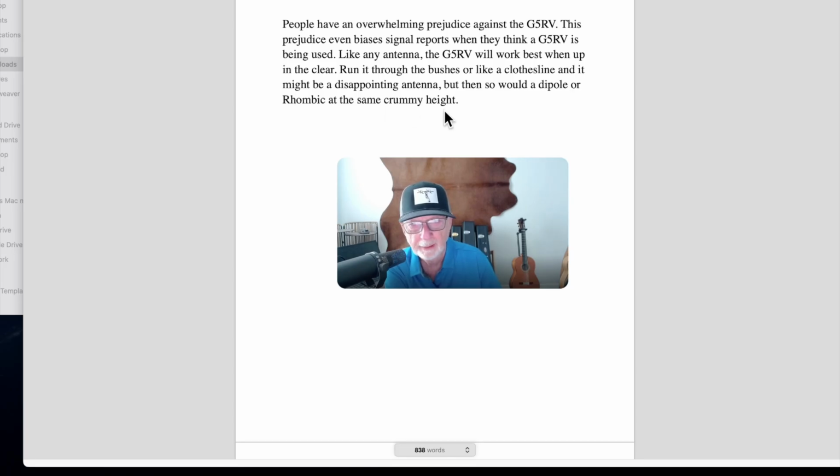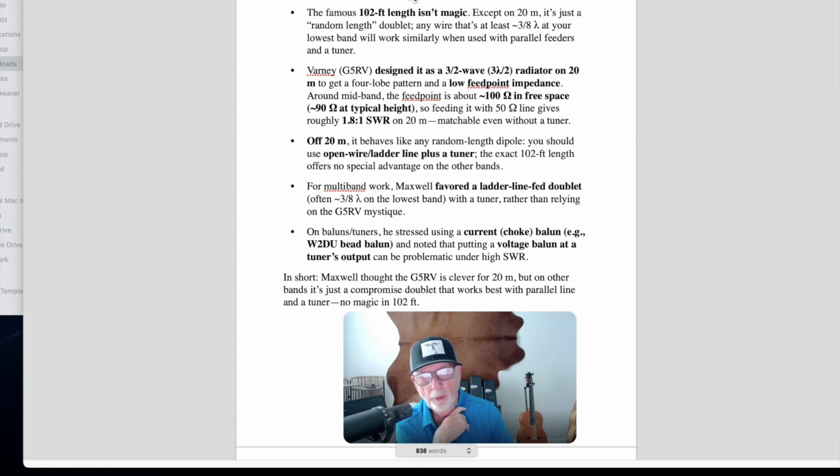Here's what Walt Maxwell, W2DU, says about the G5RV, straight from his book Reflections 3. "The famous 102-foot length isn't magic. Except on 20 meters, it's just a random length doublet. Any wire that's at least 3/8 wave at your lowest band will work similarly when used with parallel feeders and a tuner. Varney, that's G5RV, designed it as a 3/2 wave radiator on 20 meters to get a four-lobe pattern and a low feed point impedance.